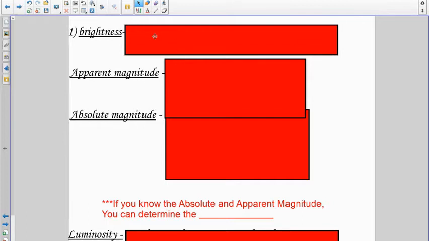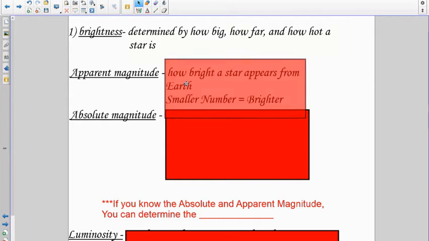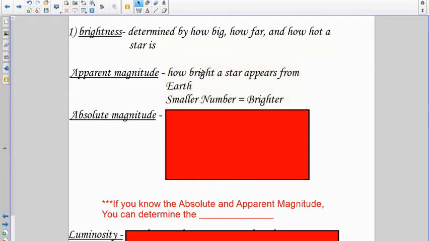So when we come over here, and again, the brightness of a star depends on three things: how big it is, how far it is, and how hot it is. So then the brightness of a star can be broken down into two different ways of measuring brightness. We can talk about the apparent magnitude, and we can talk about the absolute magnitude. So the apparent magnitude is how bright it appears to be from Earth. And so all three things that we just mentioned come into play. How bright it appears from Earth is going to be a function of how far it is, but also how big and how hot it is.